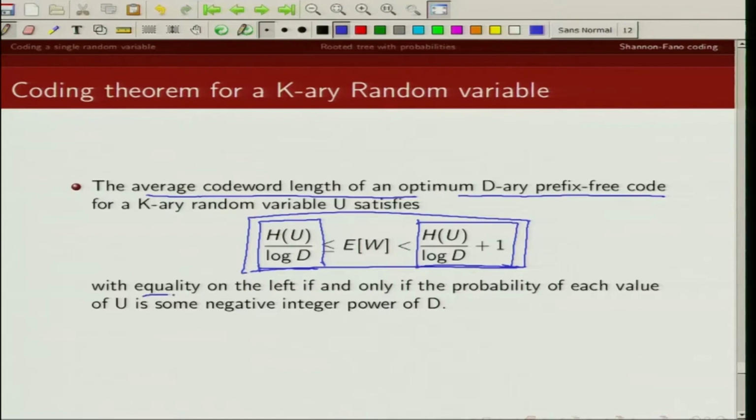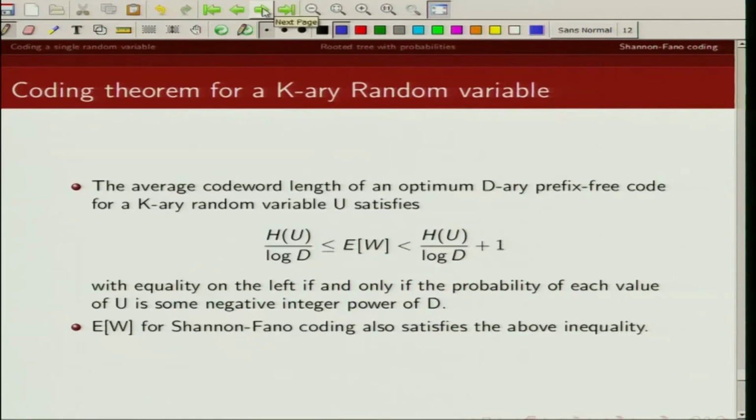And of course this equality on the left hand side will only happen if the probability of each of these values of u_i is some negative power of D, and in that case the Kraft inequality will be satisfied with equality. Now the Shannon-Fano code also satisfies this particular bound.